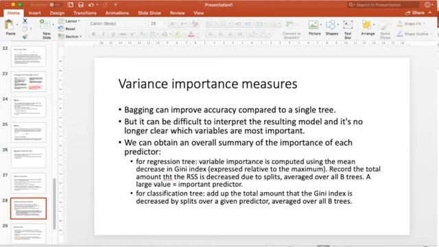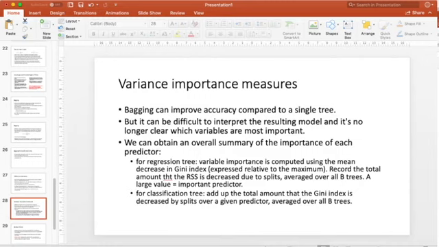So we know that bagging can improve accuracy compared to a single tree. But it becomes very difficult to interpret the resulting model because it doesn't look like a decision tree anymore. In a decision tree, it's easy to see from the first node to the terminal node how the splitting rule is shown. But when you combine multiple trees, it is difficult to interpret the resulting model, and it's no longer clear which variables are the most important. It might be that the first tree has x1 as the most important variable, but for the other trees, x2 is the most important variable.